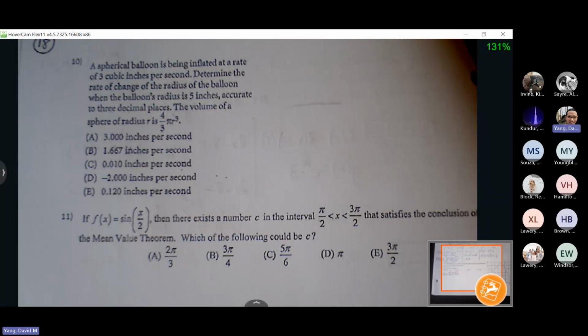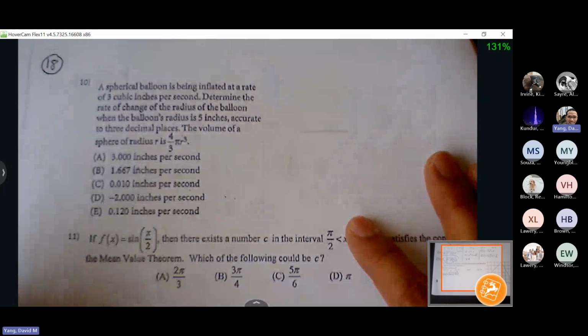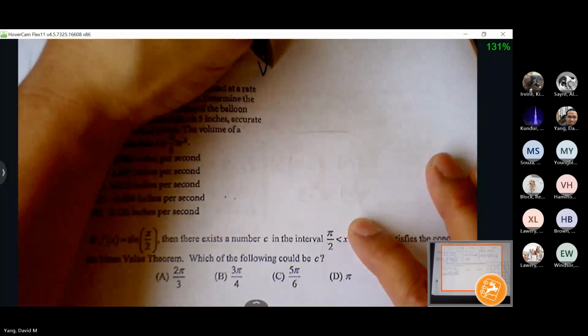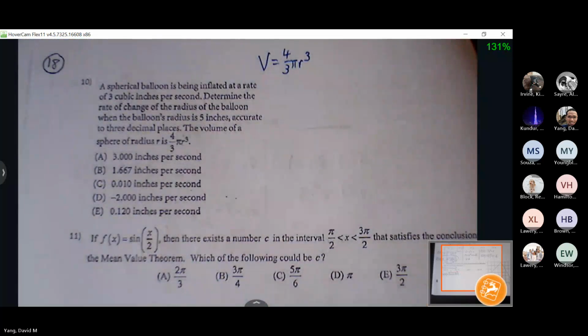The volume of the sphere of radius r is 4/3 pi r cubed. Okay, so we have our volume formula. We know we have to find the derivative. We know d over dt will begin showing up. Let's just get that calculus portion out of the way.